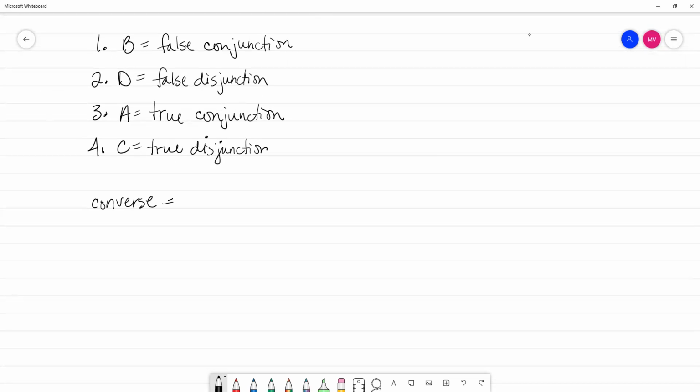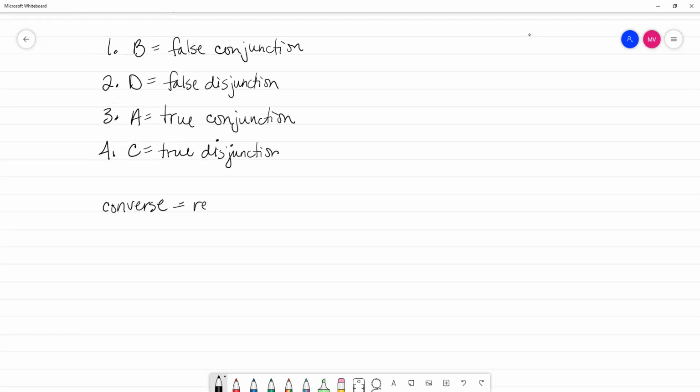It's reversed. So in a converse, you reverse your conclusion and your statement and your hypothesis. So converse is reverse. This was in chapter 2.